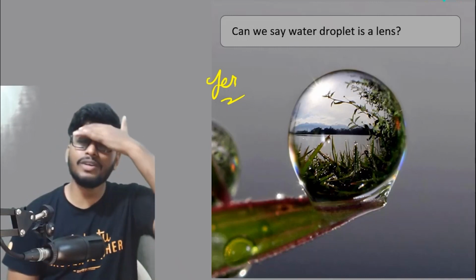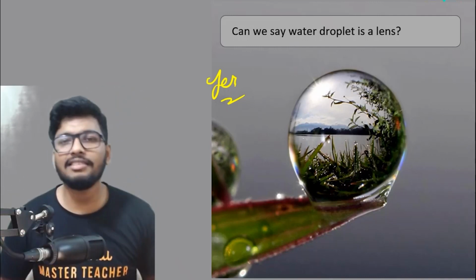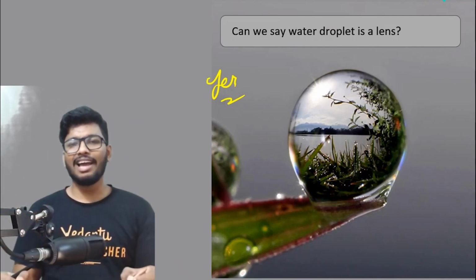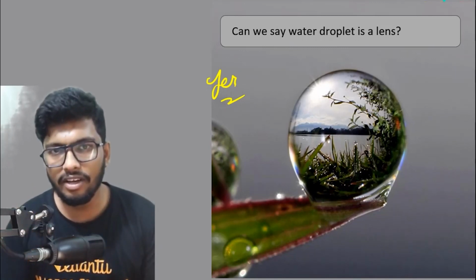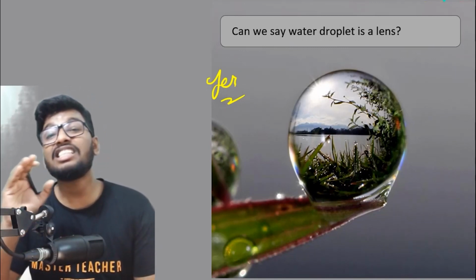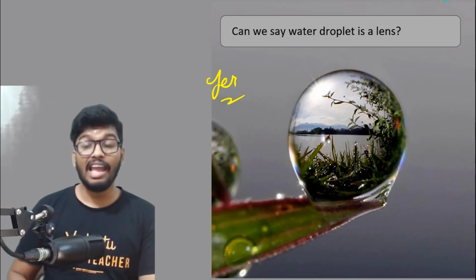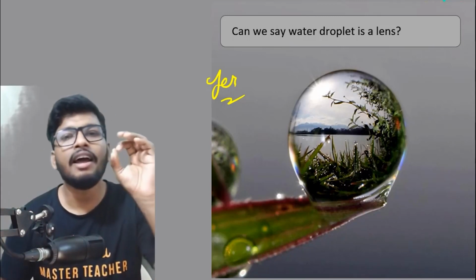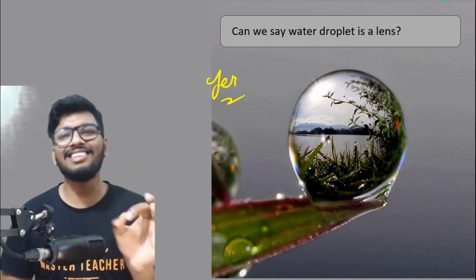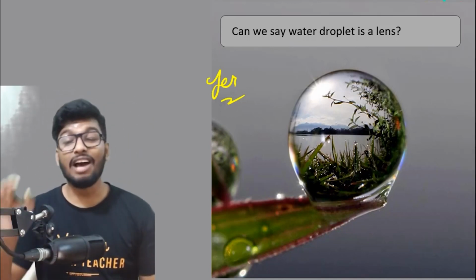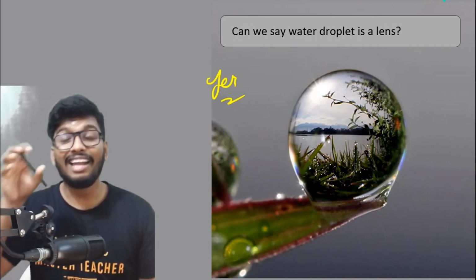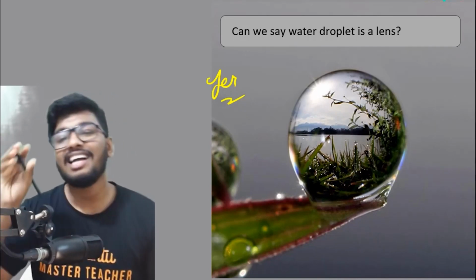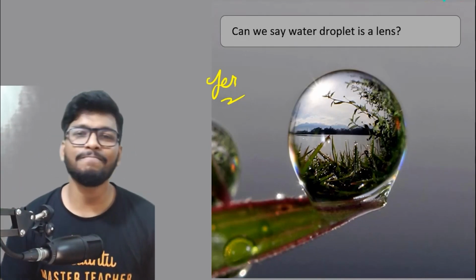So again, guys, now the question is, how do you define a lens, right? A lot of you guys might have this question: sir, what do you call a lens? A lens is defined as any refracting surface which has at least one spherical surface. If it has at least one curved surface and it is refracting the light, that is what is called a lens. It should have at least one curved surface and it should be able to refract the light. That is what is defined as a lens.